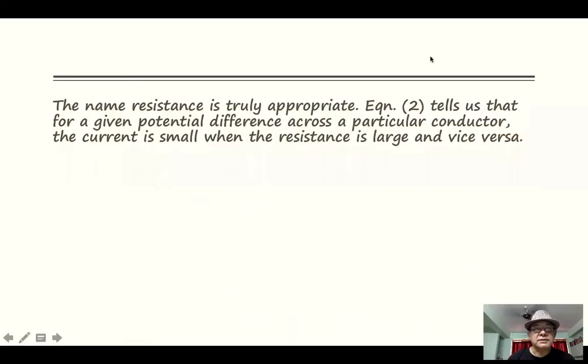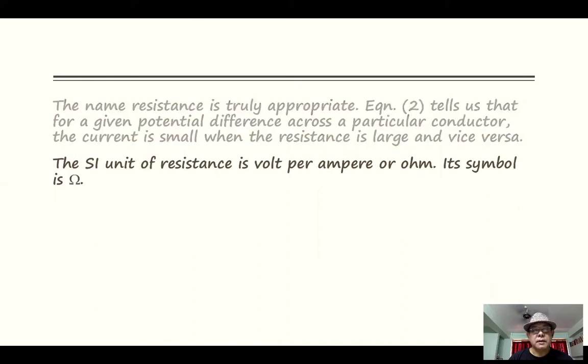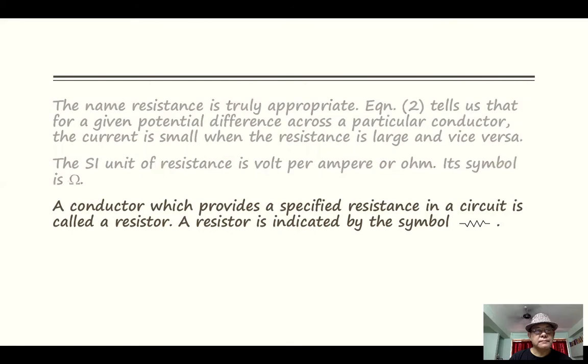The name resistance is truly appropriate. Equation 2 tells us that for a given potential difference across a particular conductor, the current is small when the resistance is large, and vice versa. The SI unit of resistance is volt per ampere or ohm. Its symbol is Greek letter capital omega. A conductor which provides a specified resistance in a circuit is called a resistor. A resistor is indicated by the symbol as shown.